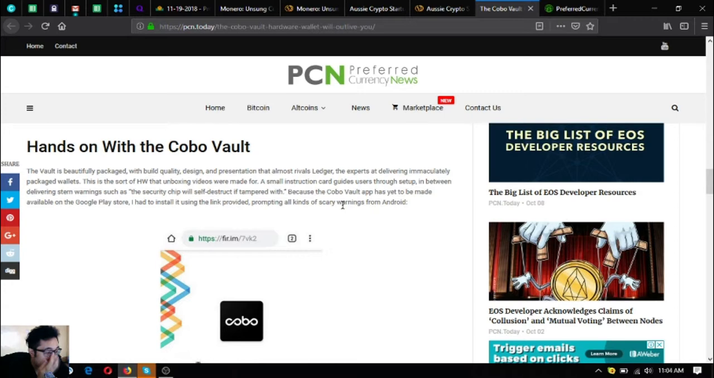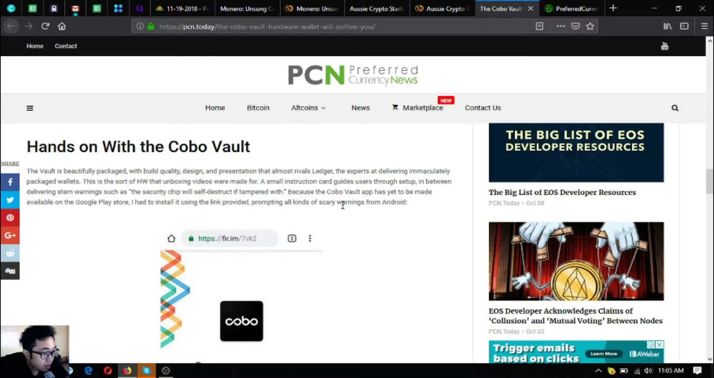So, hands on with the Cobalt. The Vault is beautifully packaged with build quality, design, and presentation that almost rivals Ledger, the experts at delivering immaculately packaged wallets. This is the sort of hardware wallet that unboxing videos were made for. A small instruction card guides users through setup, in between delivering stern warnings such as the security chip will self-destruct if tampered with.